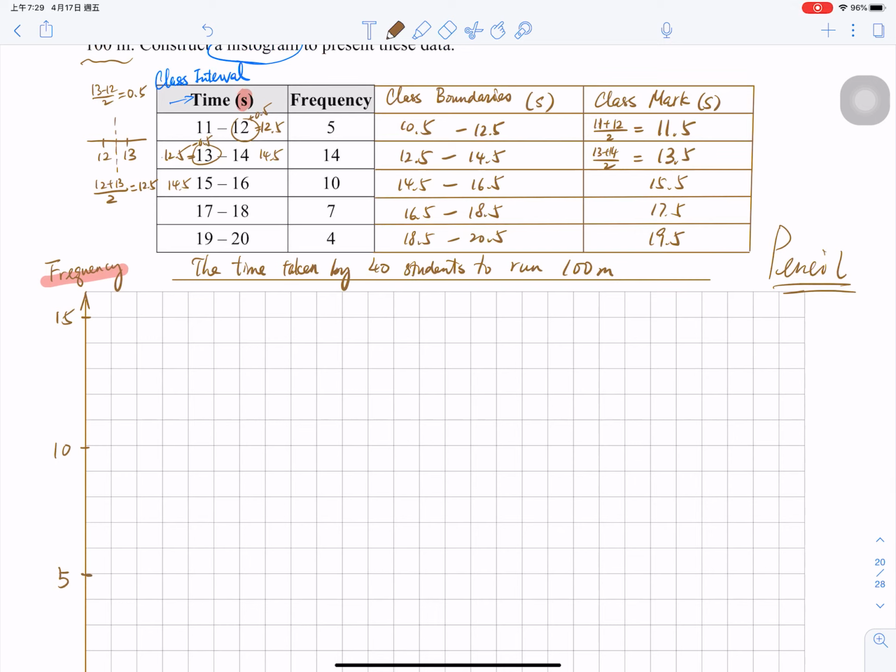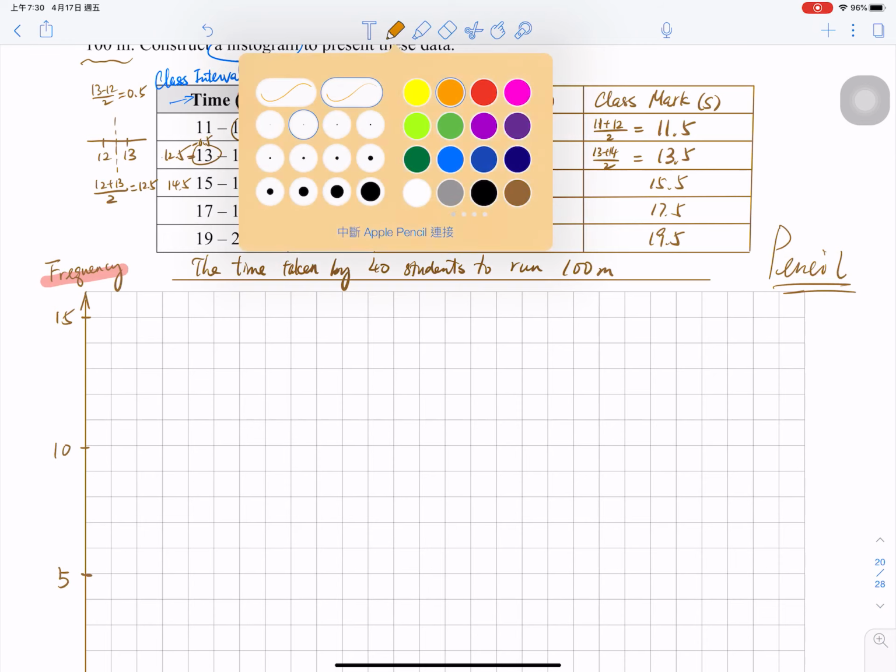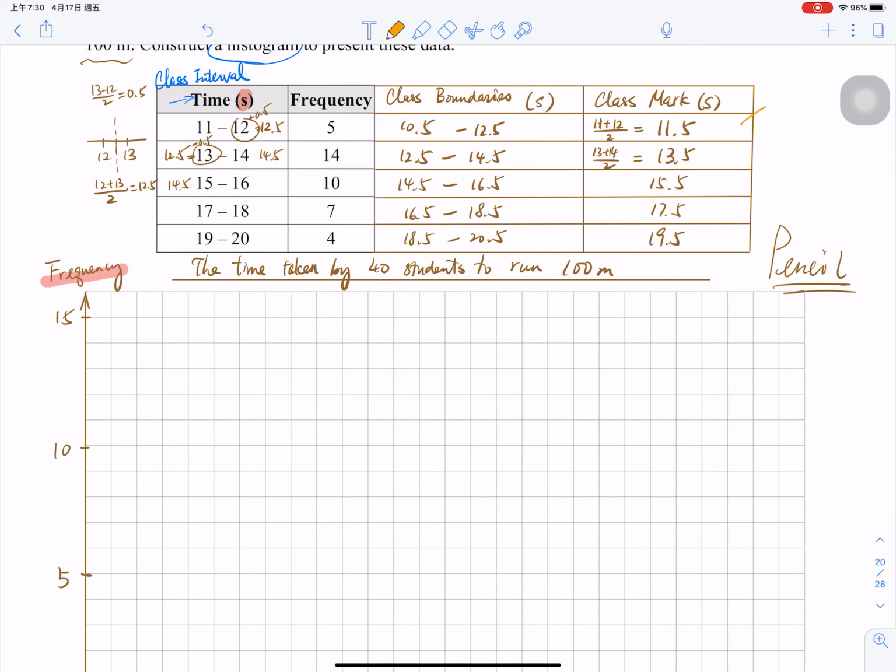Before we start to draw this diagram, you better pay attention to this. Think about if we have one more class before the first class and one more after the last class. What is the class mark? In Form 2, maybe you need to use this histogram to draw another kind of graph, and you need to use 2 more class marks. So here I want you to pay attention.